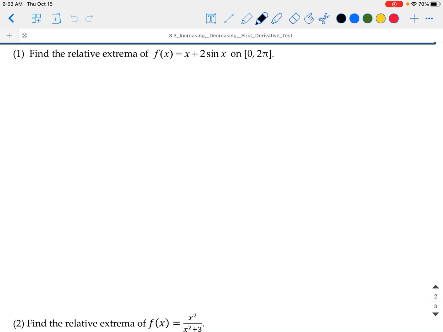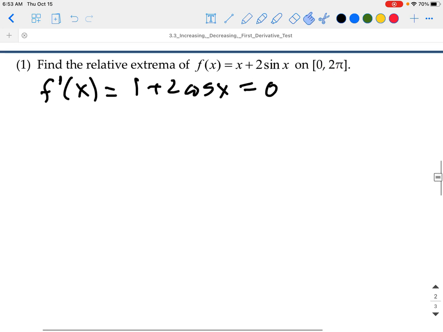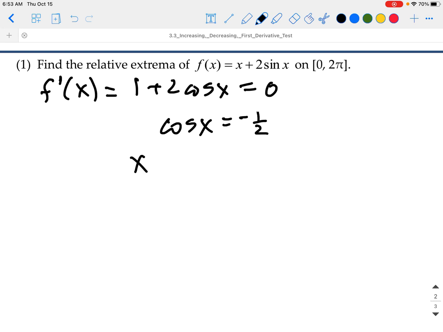So we'll start by taking the derivative. So f prime of x is going to equal 1 plus 2 cosine of x, and we'll set that equal to 0. So we're only interested in relative extrema, so we're not going to be looking at the endpoints here. We'll just be looking at our critical points. So then this equation is going to simplify to cosine x equals negative 1/2, which means that x is going to equal, looks like 5 pi over 6.